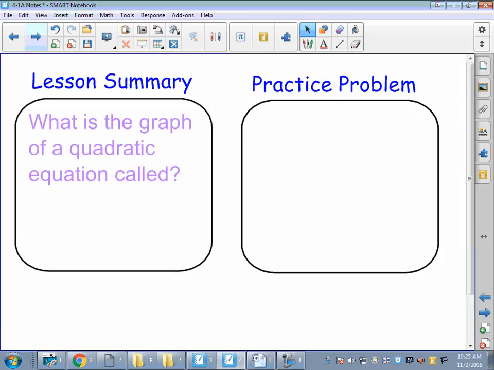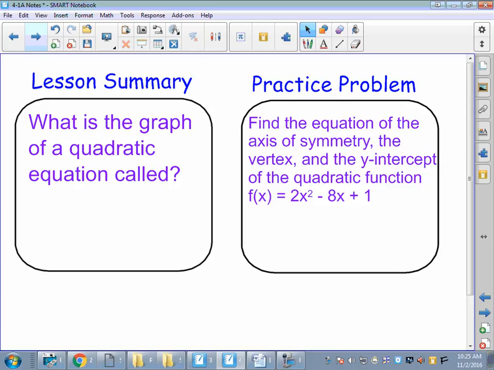So the lesson summary: what is the graph of a quadratic equation called? And the practice problem: I want you to find the equation of the axis of symmetry. I want you to find the vertex and find the y-intercept. You do not have to graph it, but find those 3 elements of that quadratic function. Good luck.